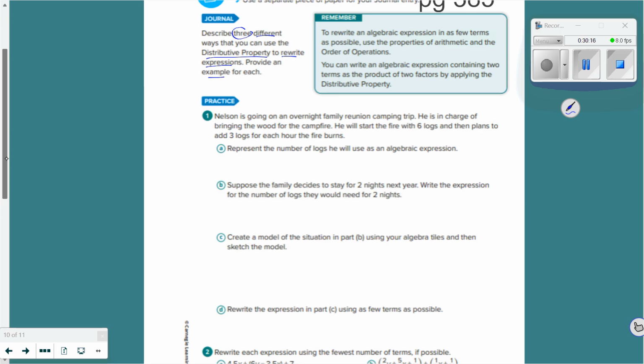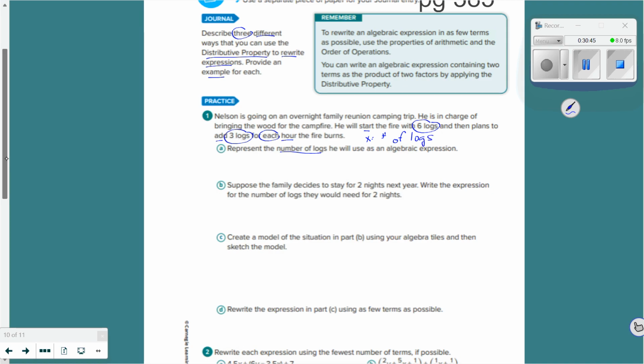Here's where it gets a little more complex, because I'm partially going to go through the piece on this in the lesson. You're going to start the fire with 6 logs and then plan to add 3 logs for each hour the fire burns. So that's the number of logs. So I'm just giving you a quick hint. I hate using L as a variable, so I would say X is going to be the number of logs.